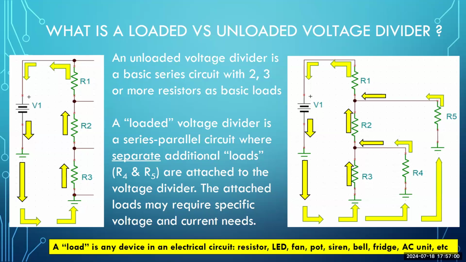Now, I've defined at the bottom of the slide what is a load. I've used that word, loaded versus unloaded, and resistors as being basic loads. So the definition for a load at the bottom in yellow: a load is any device in an electrical circuit. A resistor can be a load, an LED can be a load, a fan can be a load, a potentiometer can be a load, a siren, a bell, a refrigerator, an AC unit. They are all loads if they are attached to an electrical circuit.